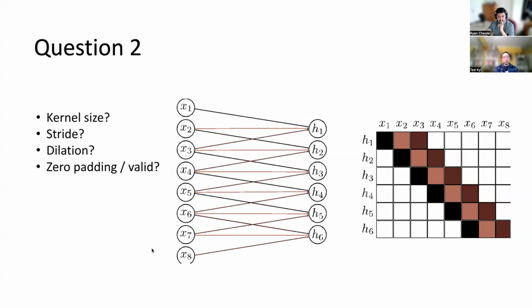All right, so we have another one that we can look at. So kernel size, we can look over here. We can see that all of them are 3 this time. And then the stride, it's still doing the same thing. It's just moving over by 1 every time. And then dilation, it doesn't look like we have any dilation because they're all right next to each other. And then this one, we can tell that it's valid, like Ted was saying, because all of them are 3. We don't have any where it's less.